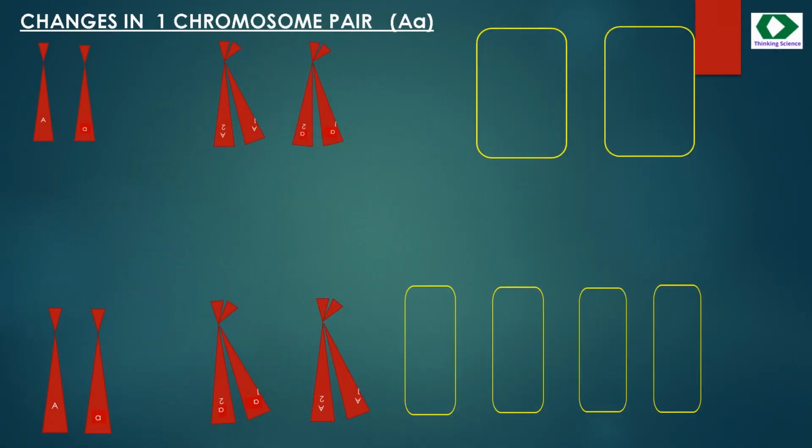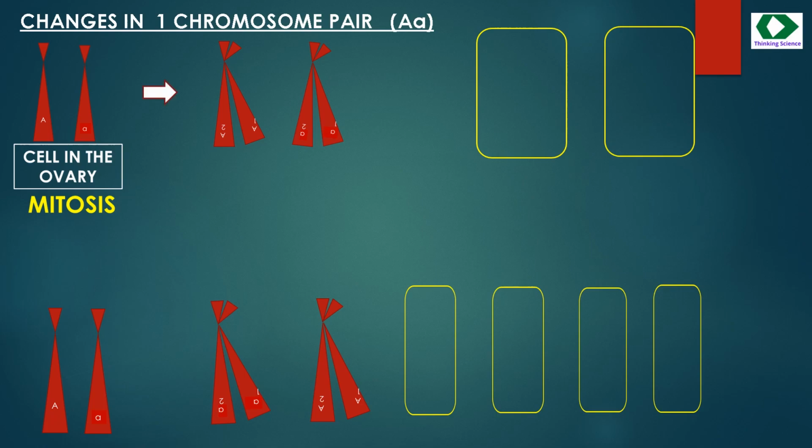I am going to explain the process of mitosis and meiosis with the same pair of chromosomes, that is capital A and small a. Let us take a cell in the ovary. The ovary is undergoing growth, so cell division is happening there. This type of cell division will be mitosis. So let us see what type of changes happen in the chromosome.